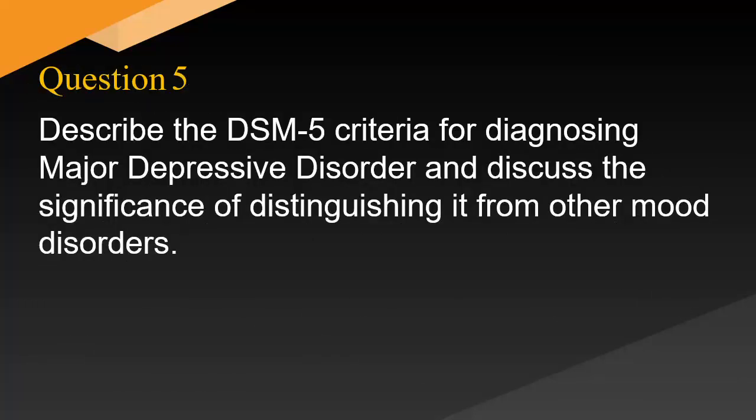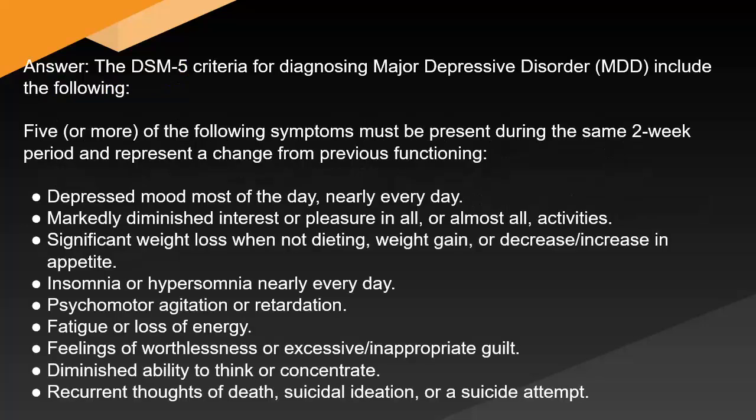Describe the DSM-5 criteria for diagnosing major depressive disorder and discuss the significance of distinguishing it from other mood disorders. Answer: the DSM-5 criteria for diagnosing major depressive disorder (MDD) include the following. 5 or more of the following symptoms must be present during the same 2-week period and represent a change from previous functioning. Depressed mood most of the day, nearly every day.